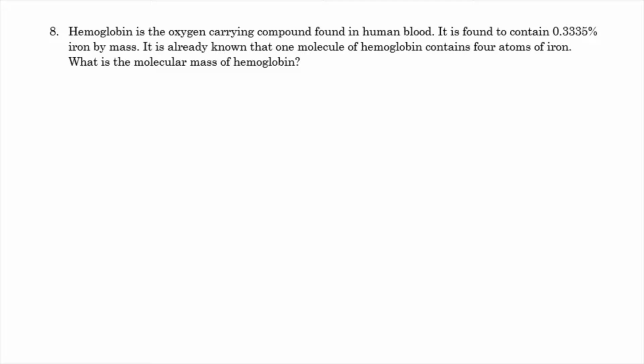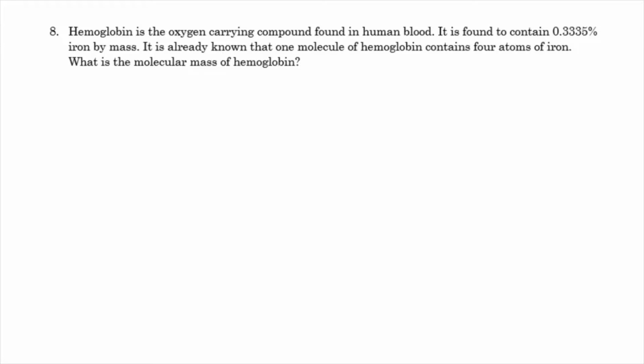Question 8, we're dealing with hemoglobin. Hemoglobin is the compound found in human blood that is responsible for carrying oxygen. It contains 0.3335% of iron by mass. So we know it's a mass percent. We know that 1 molecule of hemoglobin contains 4 atoms of iron. We want to know what the molecular mass of hemoglobin is.